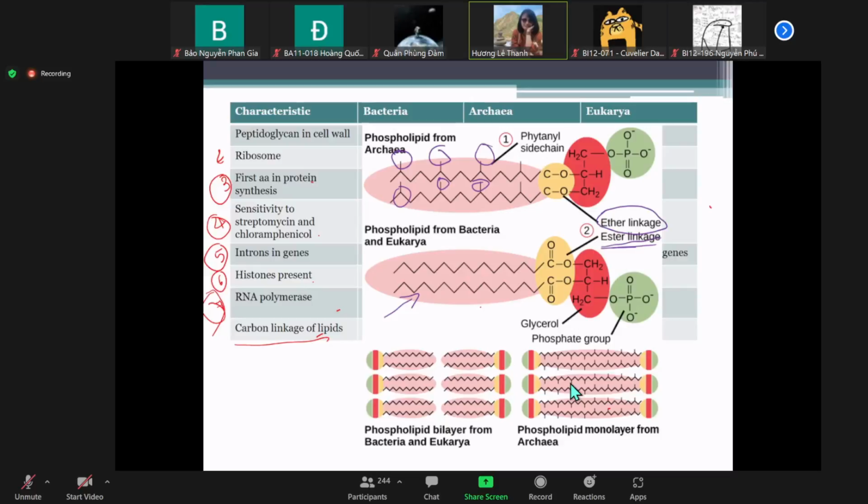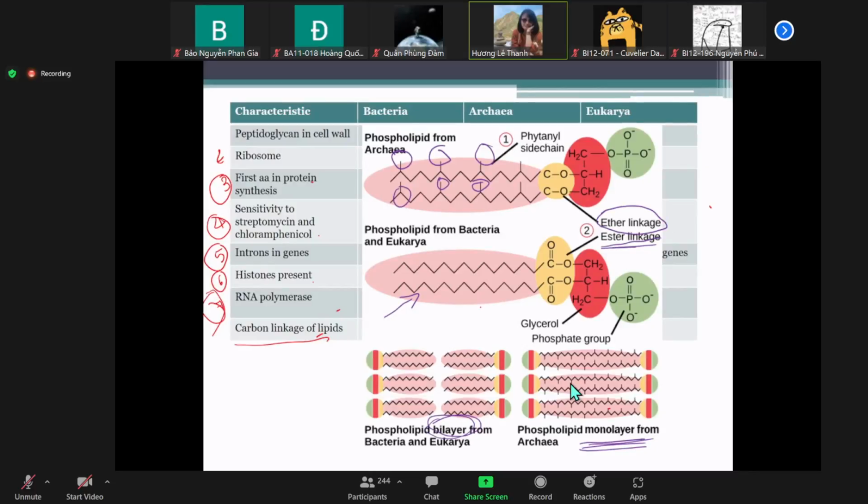And another characteristic very specific for the archaea is that some kinds of archaea have the lipid bilayers replaced by a monolayer. They are monolayer, while in the bacteria and eukaryotics, they are bilayer. So in fact, the two tails of two phospholipid molecules are fused into a single molecule.